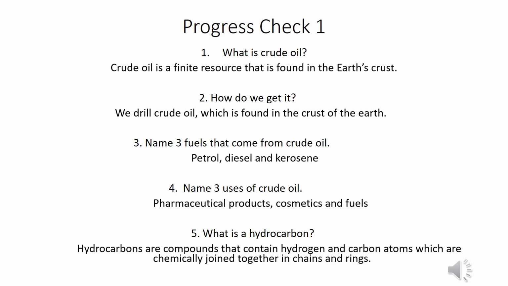Right, this is going to be progress check 1. I want you to answer the following questions in your exercise book. Question number 1, what is crude oil? Question number 2, how do we get it? Question number 3, name 3 fuels that come from crude oil. Question number 4, name 3 uses of crude oil. And the last question is, what is a hydrocarbon? Pause the video now. You don't have to copy down the questions. You can write down the answers straight away.